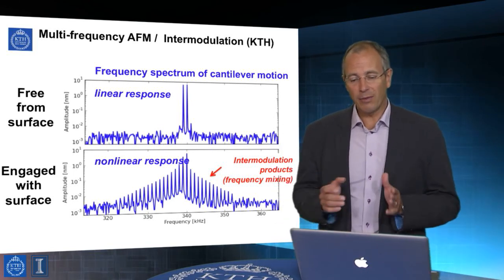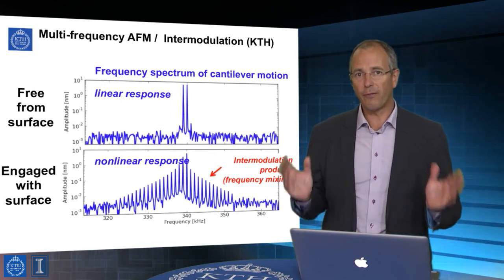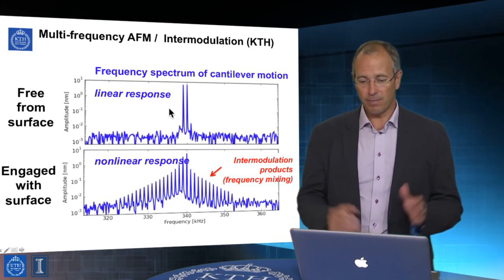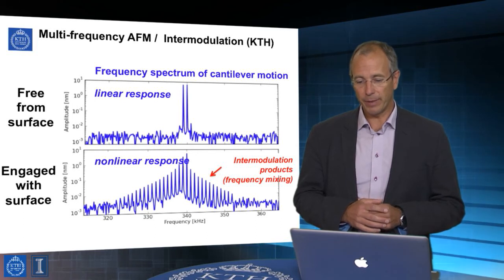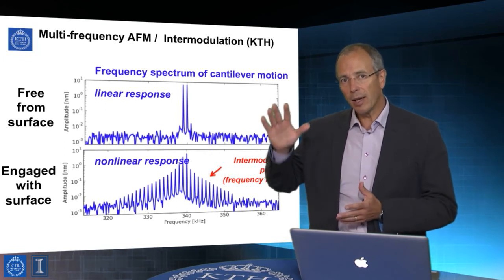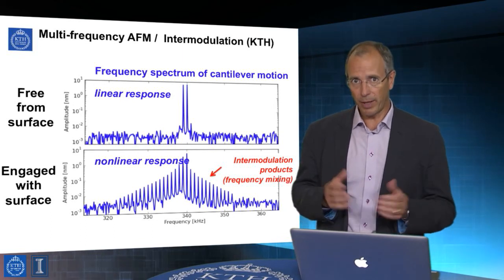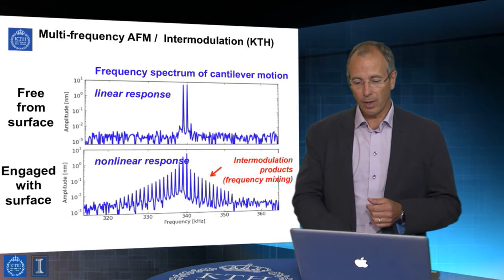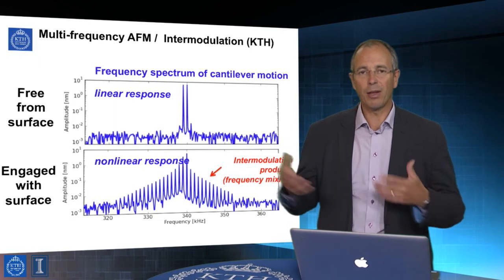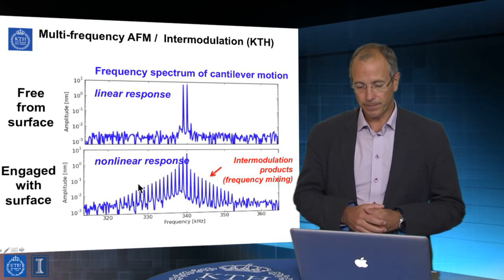So instead of oscillating the cantilever at a single frequency, you oscillate it at two frequencies. When you're free from the surface, you can see these two very well defined peaks. However, when this bi-oscillating cantilever comes towards the surface and starts to interact with it, but prior to contact, we get a very nonlinear response, and these so-called intermodulation products that we can think of as interference peaks associated with the oscillation.